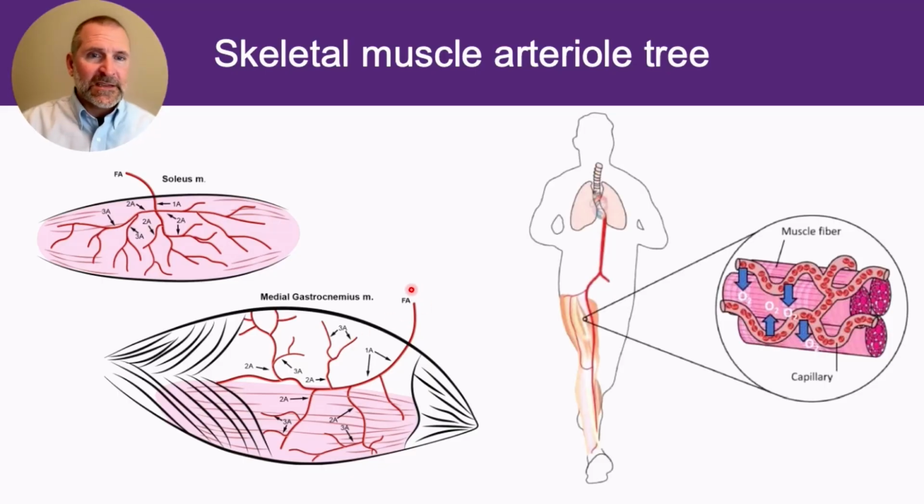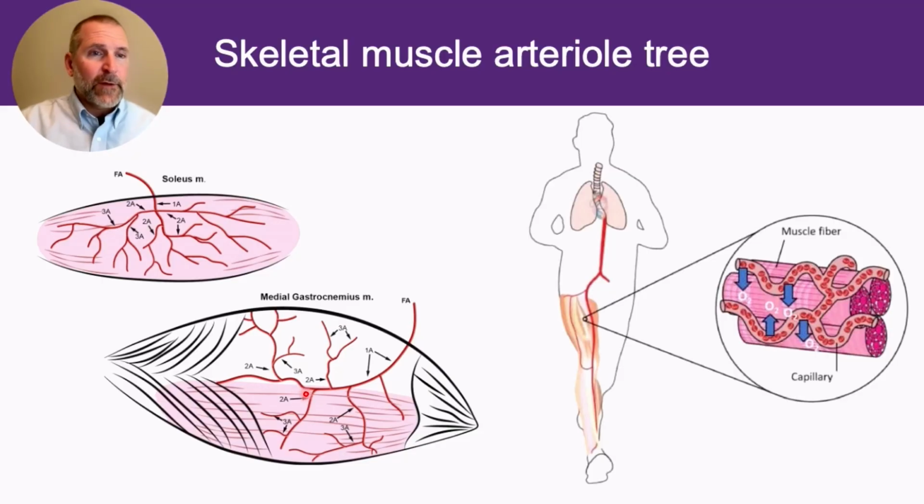But regardless, we see that each muscle has a feed artery that enters into the muscle. And once inside the muscle, that feed artery will branch off into arterioles, and each arteriole may subsequently branch numerous times, maybe 5 to 10 times, depending on the muscle. And that branching of the arterioles is what perfuses the muscle.